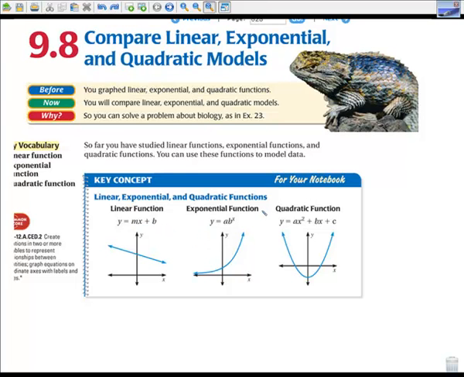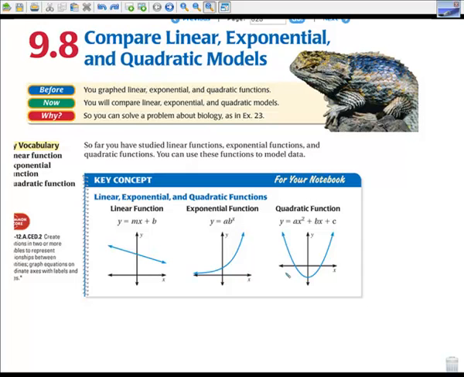Next we went into the exponential function, and that was y equals a times b to the x. A was the y-intercept, and b was that rate of change, the multiplier. And then finally we went into the quadratic function, y equals ax squared plus bx plus c. The a tells us whether it opens up or down. It does affect how narrow or how wide it is. The b, you may not know this, but it does help it move left and right. And then the c value is the y-intercept.